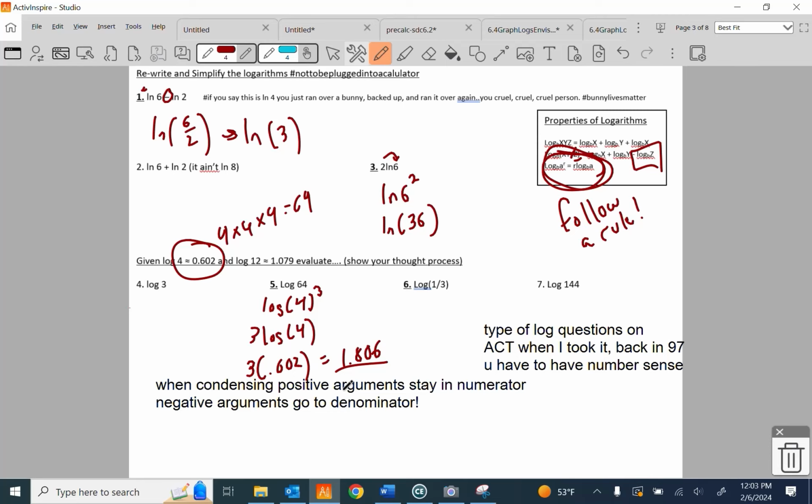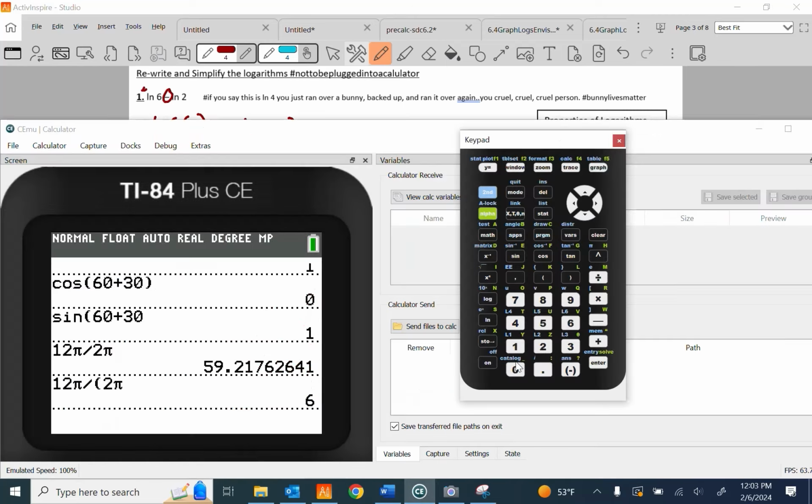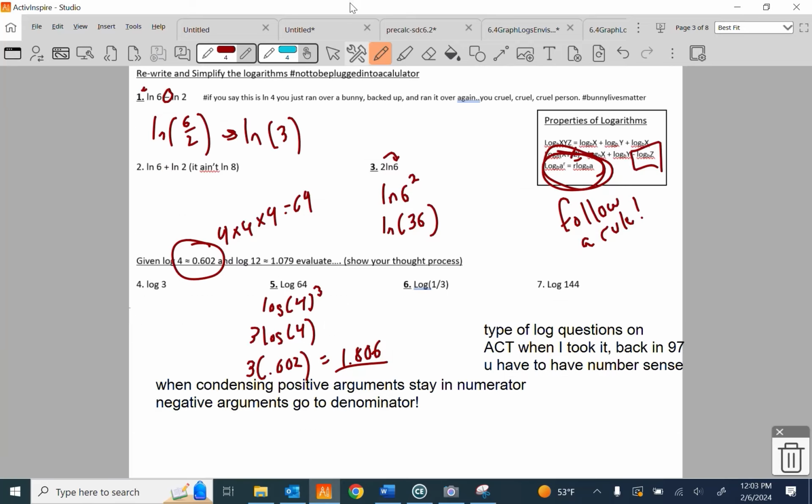You feel free to check me. Like, I know some kids get confused when I do math in my head. Like, just check me. 3 times 0.602. I didn't do magic. I just computed numbers. That's all I did. All right, 6 is the log of 1/3.